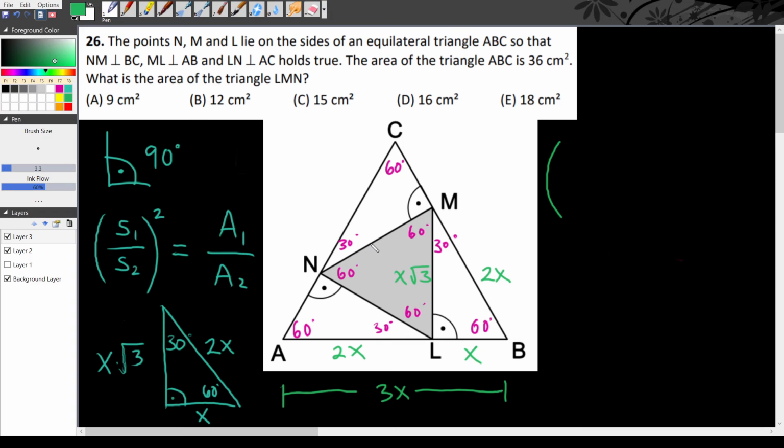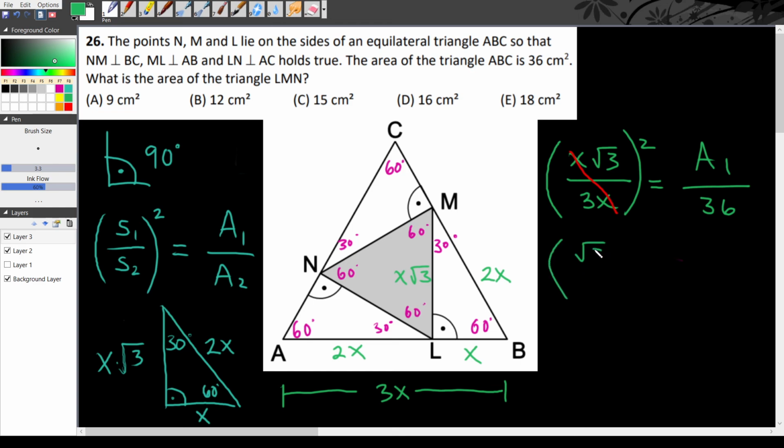So the side length of the smaller triangle, x times root 3, divided by the side length of the bigger triangle, which is 3x, squared, is equal to the area of the interior equilateral triangle, let's call that A1, divided by the area of triangle ABC, which is 36. Now we notice that the x's cancel out. Let me use red. X's cancel out, and we're left with square root of 3 over 3, squared. And this is just equal to 3 over 9, which is 1/3.